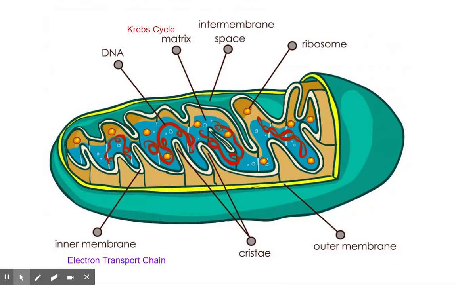Anywhere where you see these folds, that's called the Cristae. So anytime it folds on itself, it's called the Cristae. So why does the inner membrane fold so much? Why does the inner membrane create these Cristae? So let's take a look.